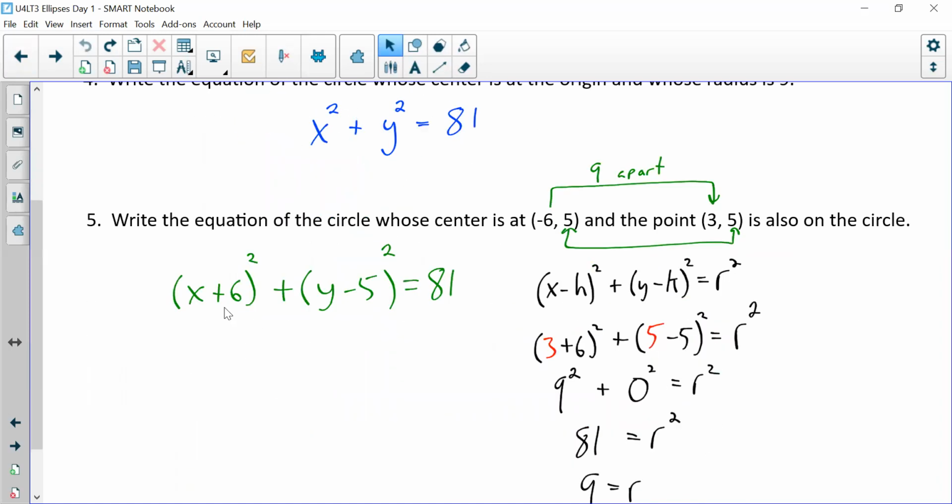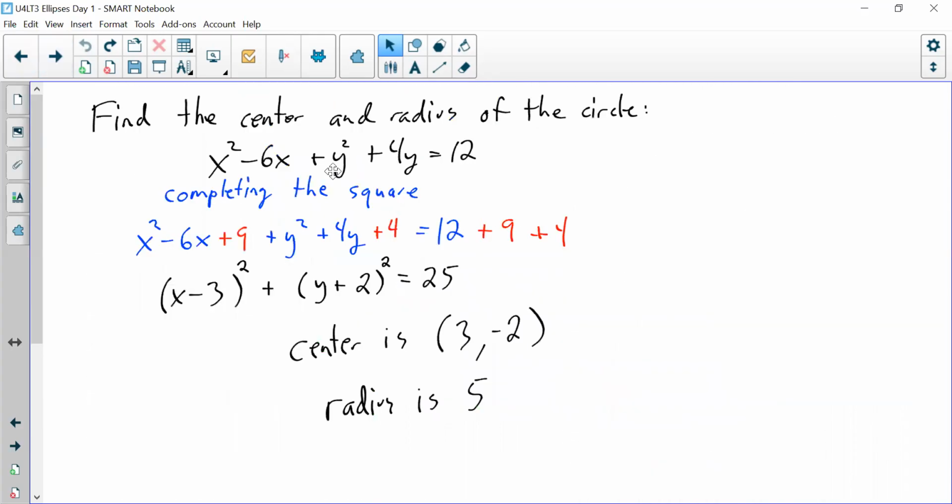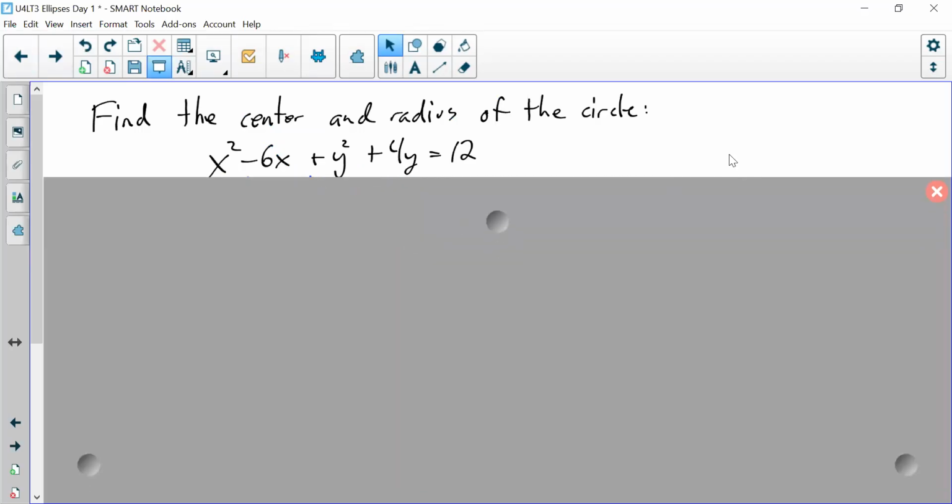Here, the center is (-6, 5), and the radius would be 9. Don't forget these squares up here. Lots of students do. Now, if you don't have it in that form, that's going to be your biggest challenge. Your biggest algebraic challenge is to put it in that form.